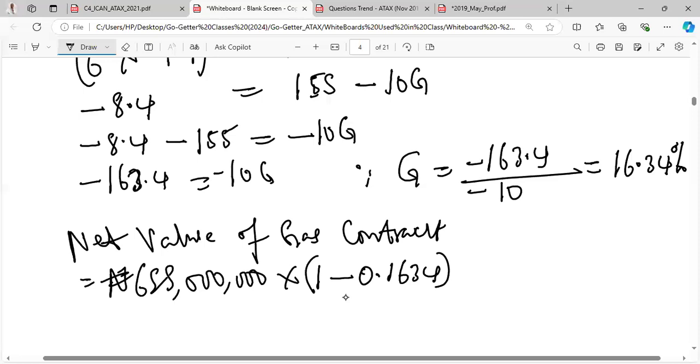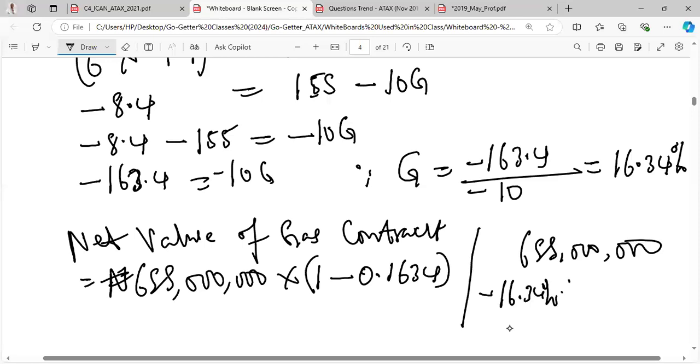You are supposed to remove 16.34% as a discount. Now, this is a way of doing it so that you will not go and write 655, then you now do 16% of this, and you now put the figure down. You can do it that way. Okay, we'll do it the two ways. Let's say this is 655 million, then minus 16.34% of 655 million.